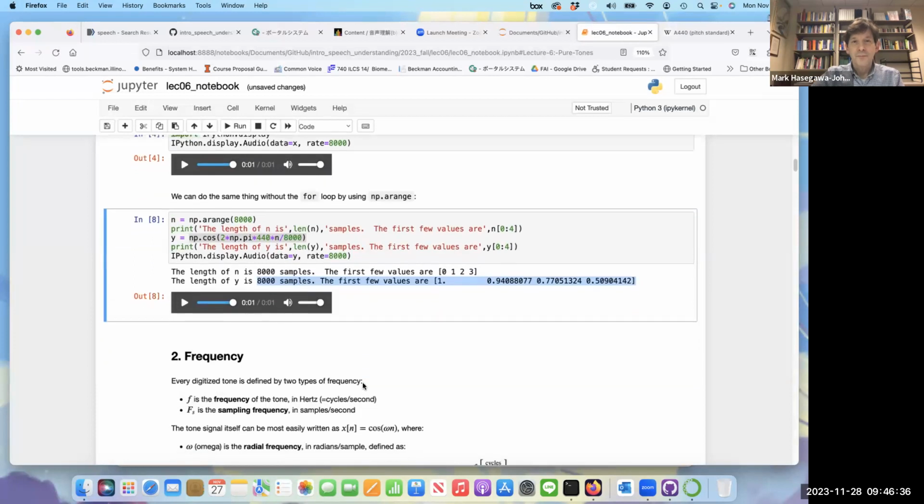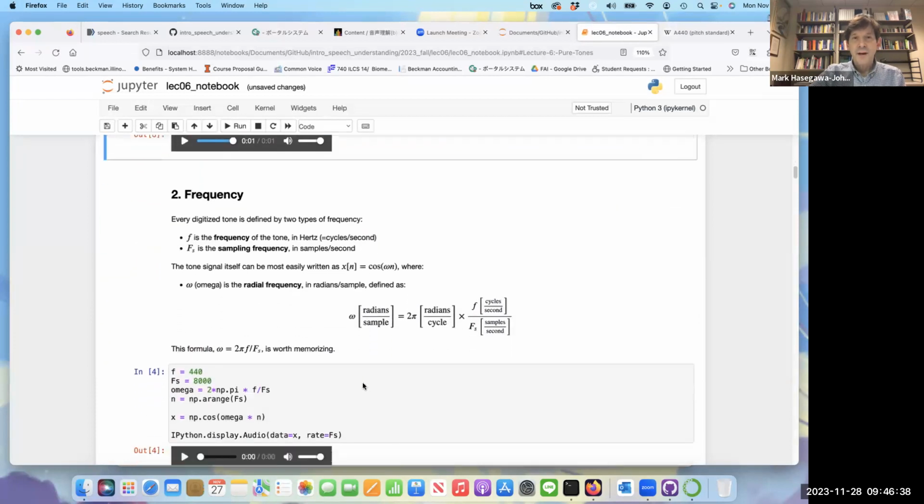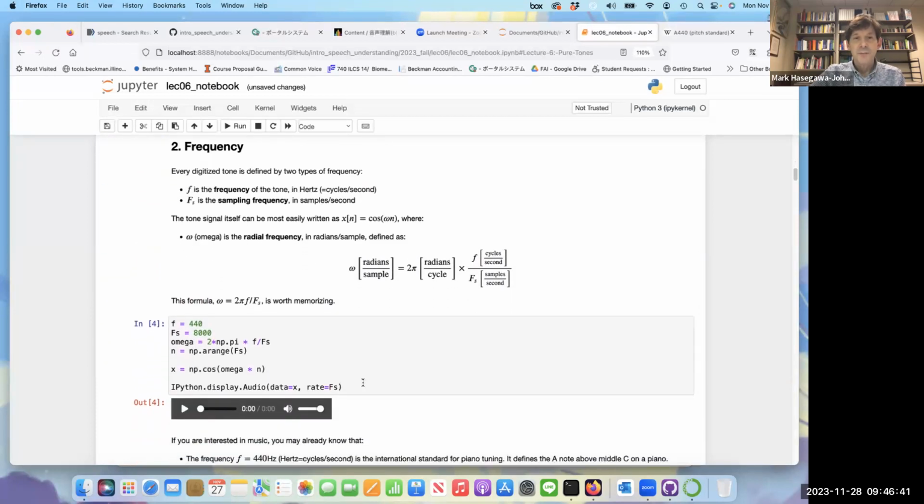All right, now that we've talked about how data is stored in the computer, let's talk about frequency. F is called the frequency of the tone, and it's measured in cycles per second. The international standard unit for cycles per second is Hertz, named after a physicist named Hertz. We also have Fs, which is the sampling frequency measured in samples per second.